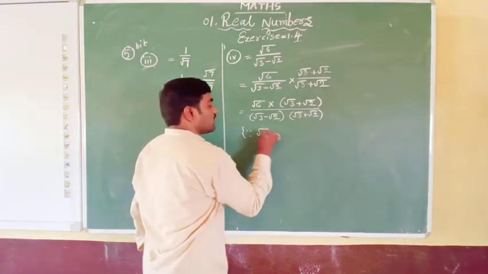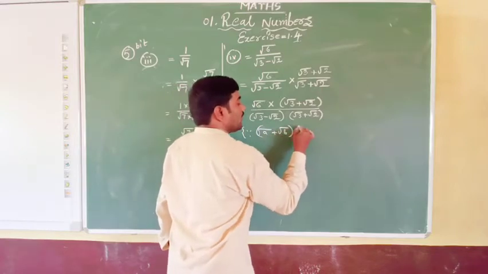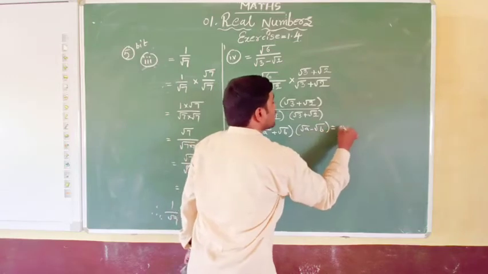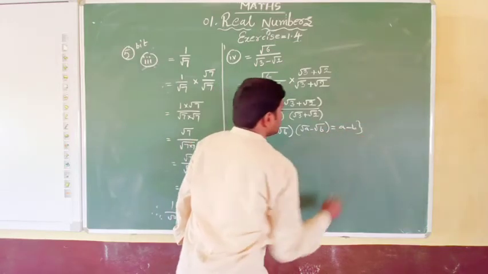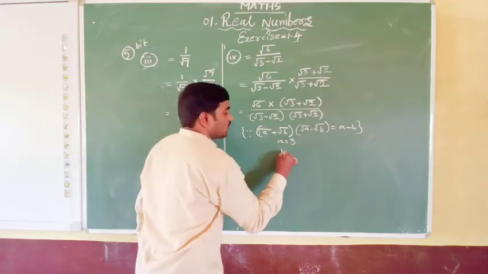Can we write that formula now? Root a plus root b into root a minus root b equals a minus b, where a equals 3 and b equals 2.